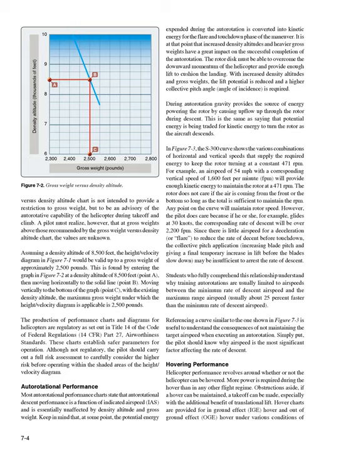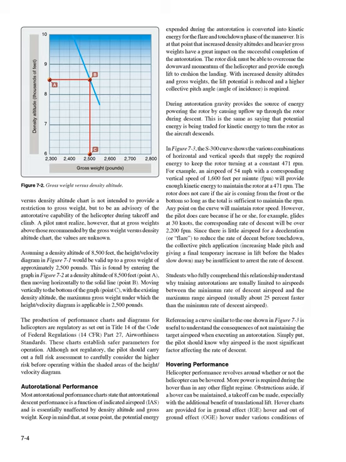In Figure 7.3, the S300 curve shows the various combinations of horizontal and vertical speeds that supply the required energy to keep the rotor turning at a constant 471 RPM. For example, an airspeed of 54 miles per hour with a corresponding vertical speed of 1,600 feet per minute, FPM, will provide enough kinetic energy to maintain the rotor at 471 revolutions per minute.